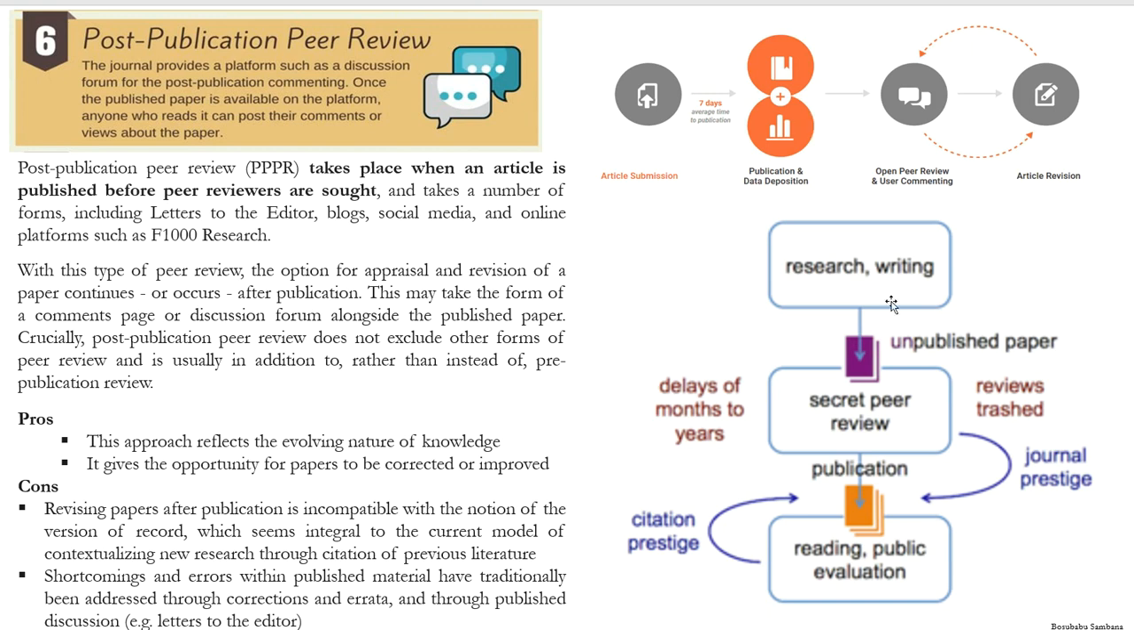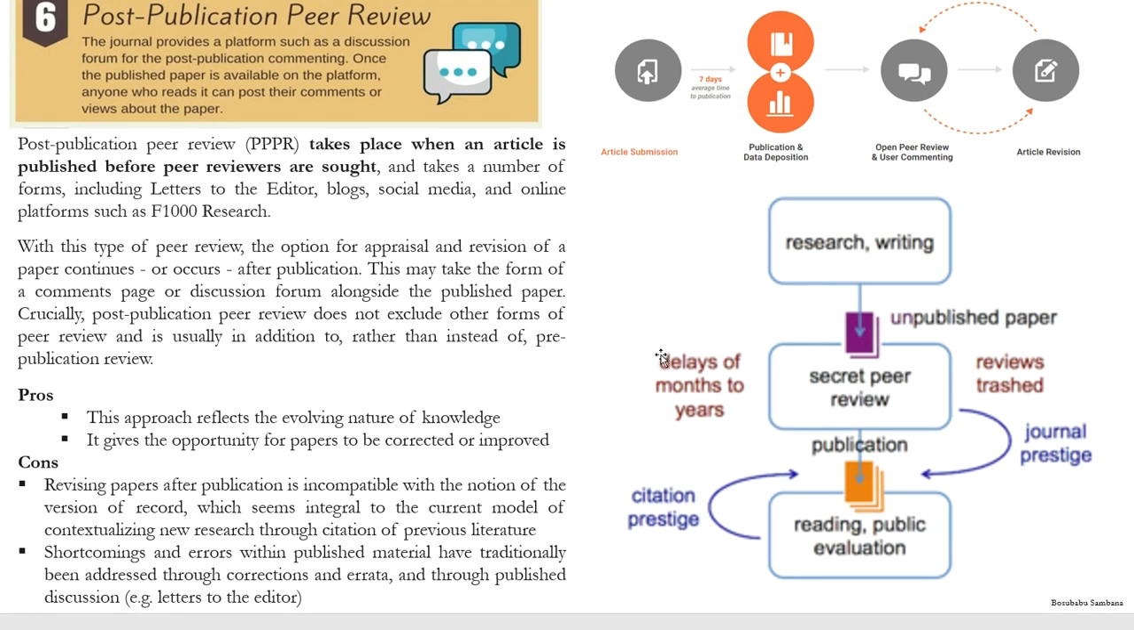And this diagram represents how the post publication process works: research and writing, an unpublished paper, the scrapped paper, delaying for a number of months, and a re-reading evaluation process. Again the process goes on, it is a cyclic process.